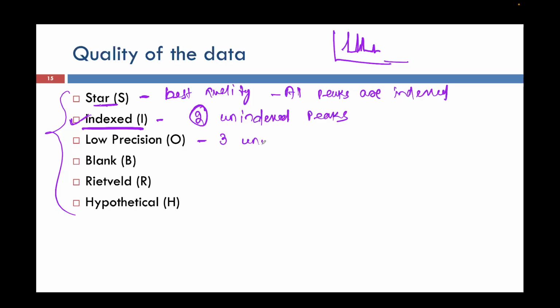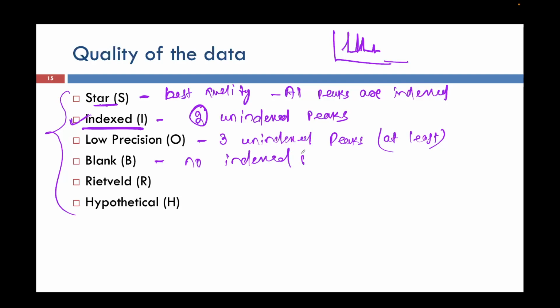at least 3 unindexed peaks. Here I am saying that in the standard file with which your measured data is matching, that standard file itself has at least 3 unindexed peaks. It might have more than 3 unindexed peaks. That means the standard file itself has not been completely indexed, right? And blank means no indexed peak.